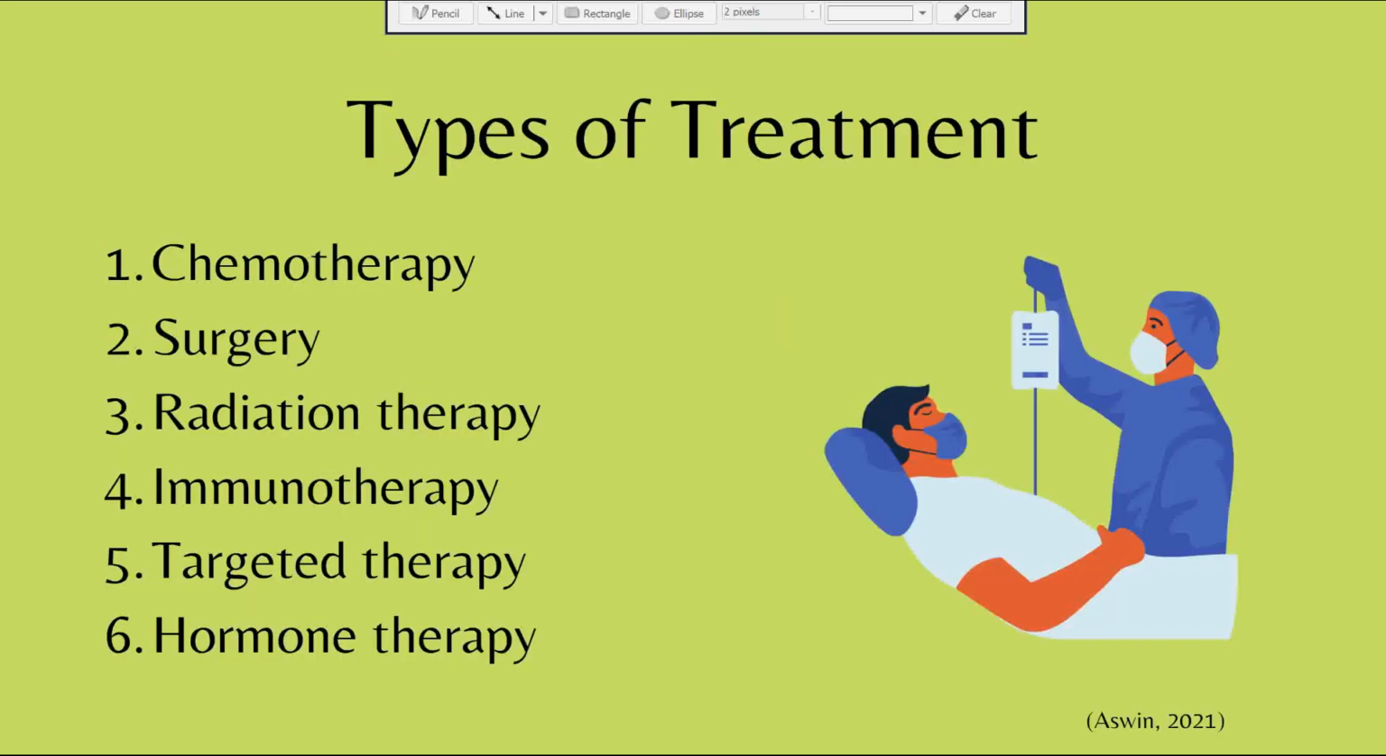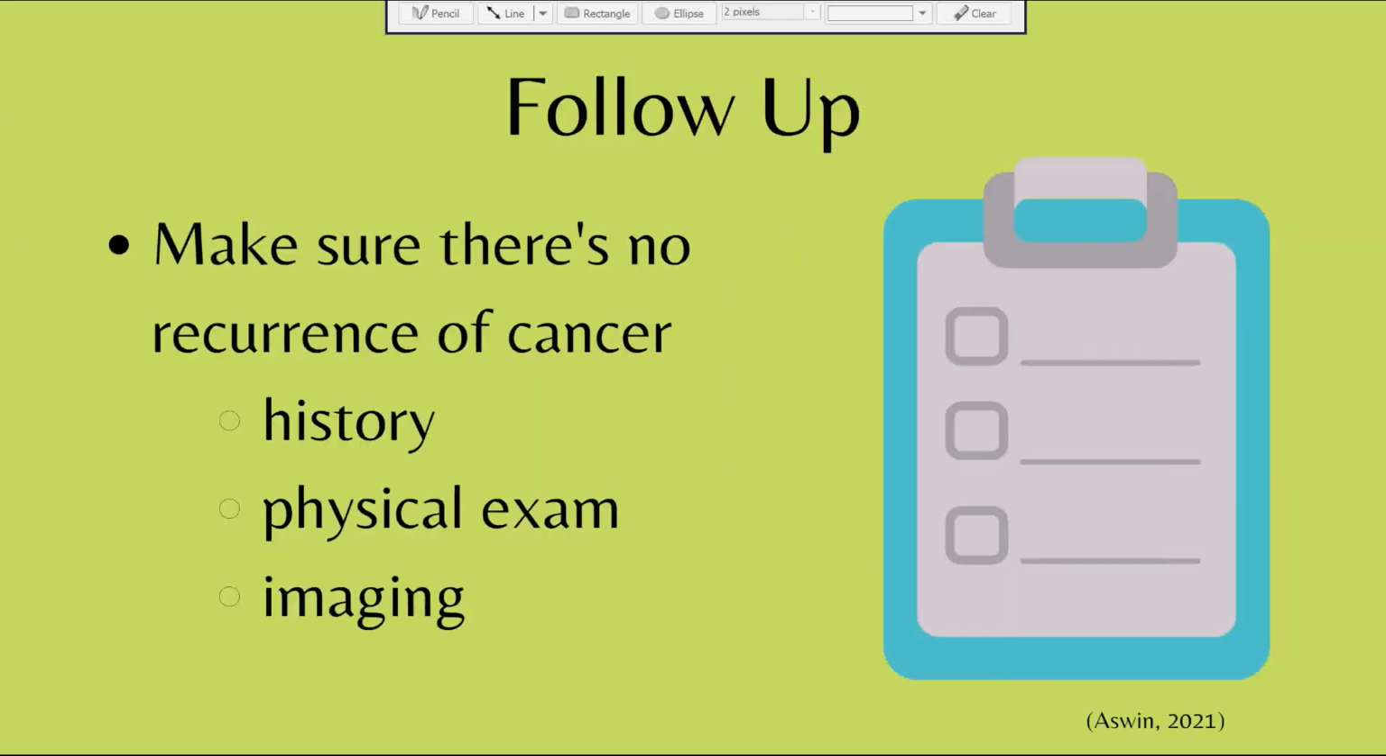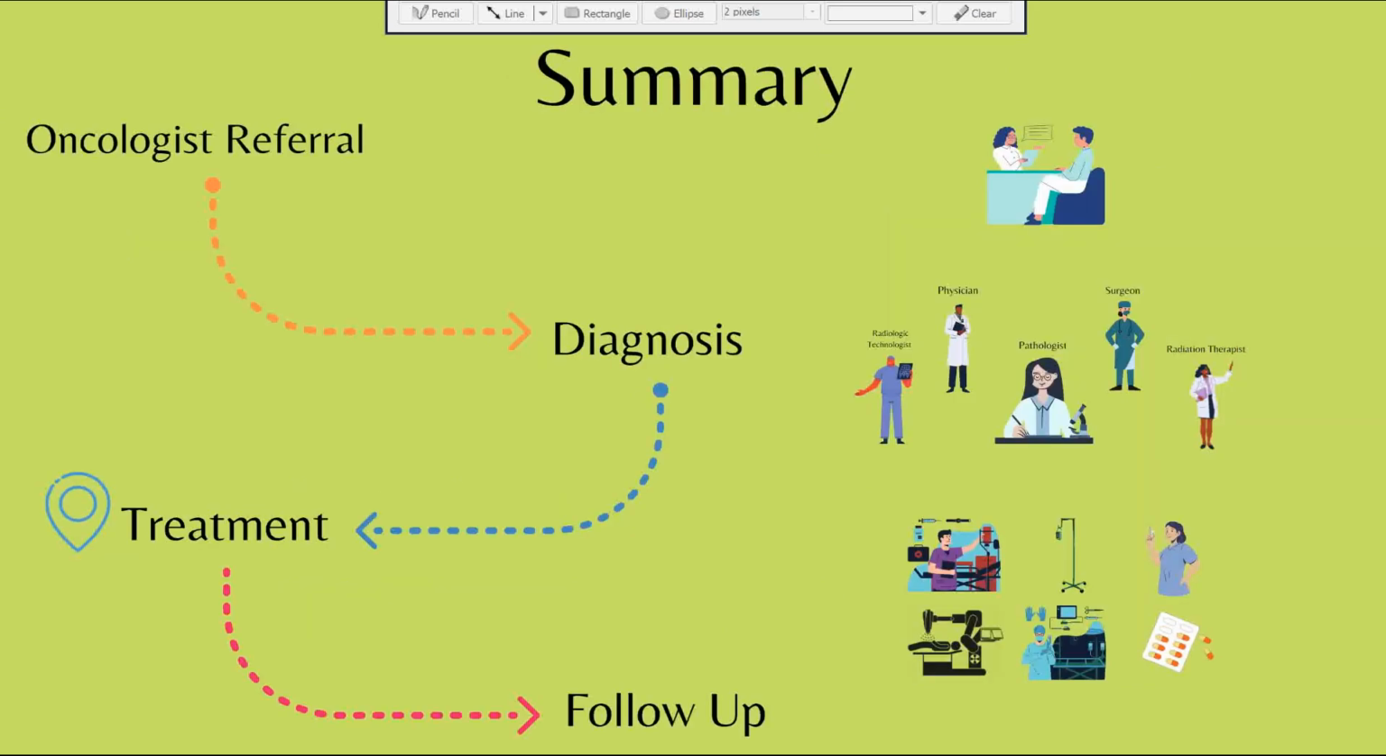So now you may be wondering what's next after you got your treatment. Next is a follow-up. Follow-ups are important to make sure that there's no recurrence of cancer. Here is a quick summary of what we've covered so far. We started with an oncologist referral by your local healthcare provider. Then the process of diagnosis begins, which involves a team of healthcare professionals. Then they plan the treatment, and the treatment is given over a period of several weeks. And after the treatment, there is a follow-up.